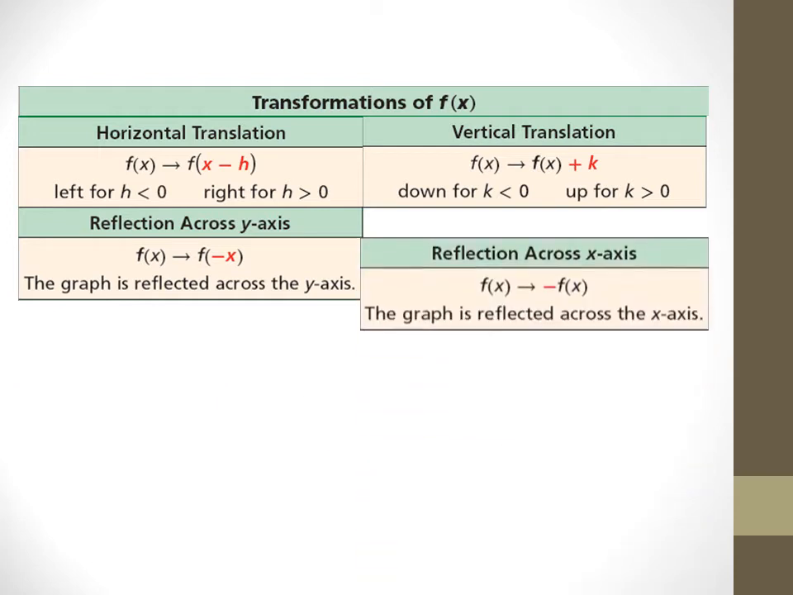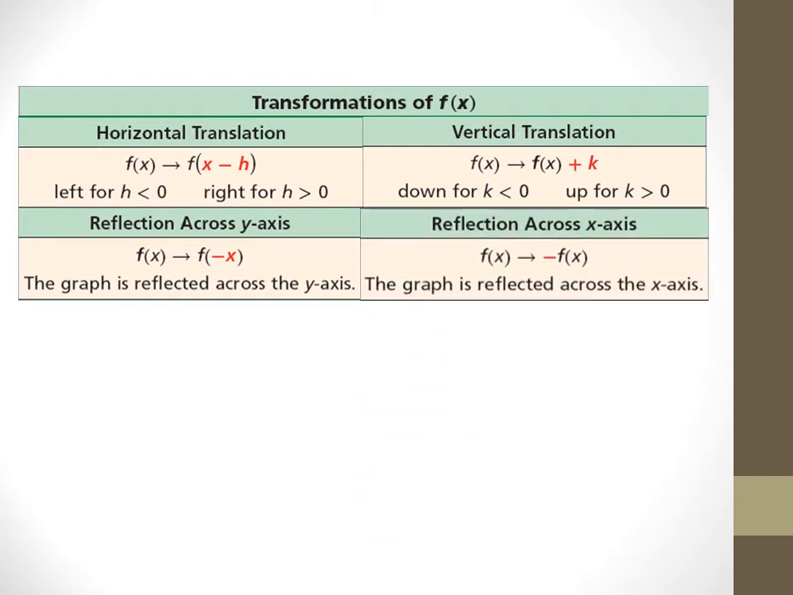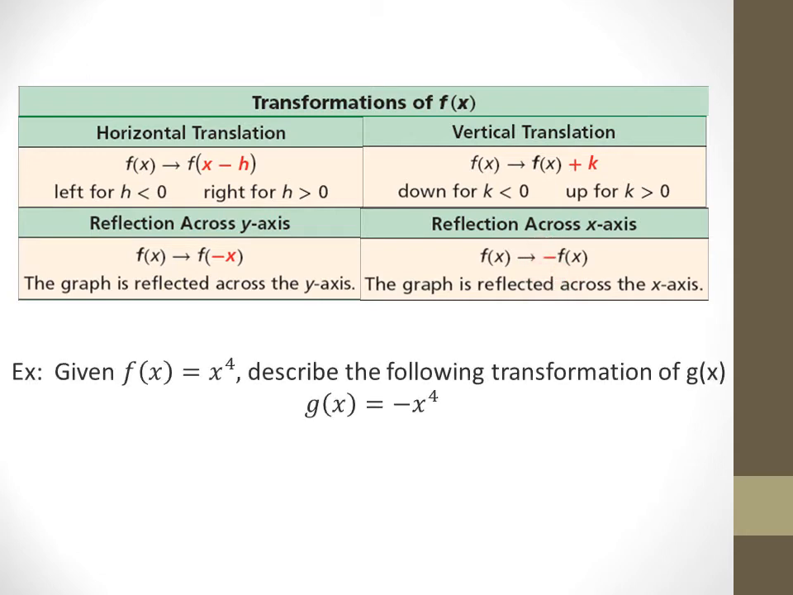The other type of reflection is across the x-axis. This is what we dealt with the most in semester 1 and a little bit of semester 2 with quadratics. This is where the negative symbol is outside of the function, in front of the entire function. So for example, here we're given x to the 4th. Describing the transformation of negative x to the 4th, this would reflect it across the x-axis since the negative is in front.